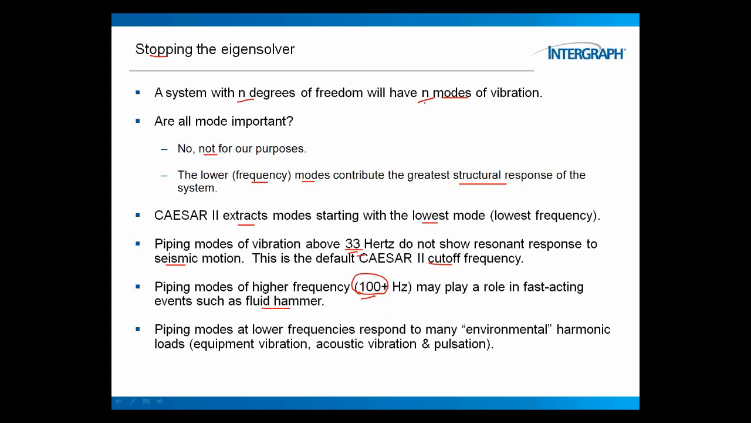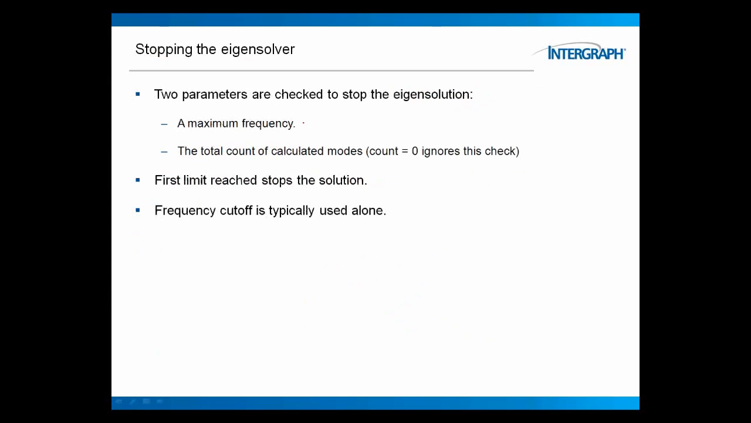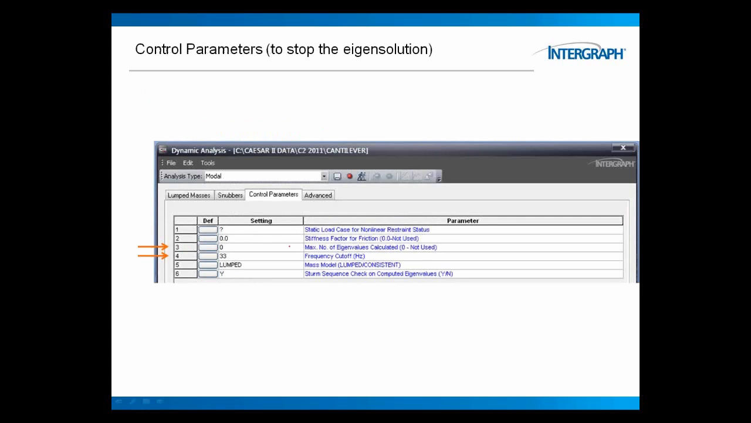So again, we're not going to calculate all the modes of vibration. We're just going to calculate those that are important to us, and we'll set that cutoff. We have two ways of setting that cutoff. One, we can actually set the frequency cutoff like 33 hertz. Or we can say, I want the first 5 modes of vibration, or the first 6 modes, only the first mode of vibration. If I do not specify that number, it ignores that check completely. Whoever hits its limit first will stop the solution. And usually the frequency cutoff is used by itself. So here we are, these two cells, there's our maximum number of eigenvalues. That's default to 0, which means it's not going to be used. And then the frequency cutoff by default, set up for seismic analysis, 33 hertz.